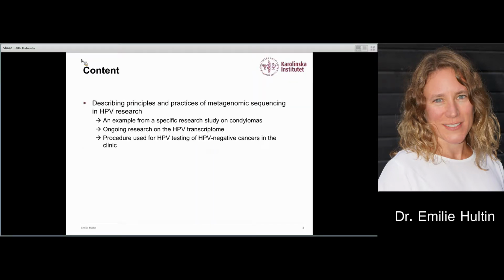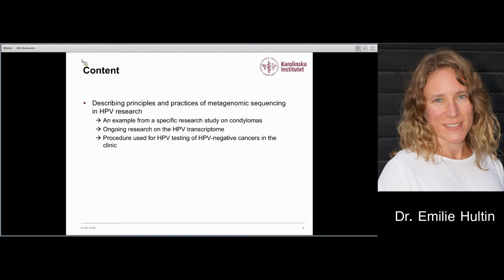I will give one example for a specific study on condylomas, and then talk about some ongoing research on the HPV transcriptome. I will also talk about the procedure that is used for HPV testing of HPV-negative cancers in the clinic.